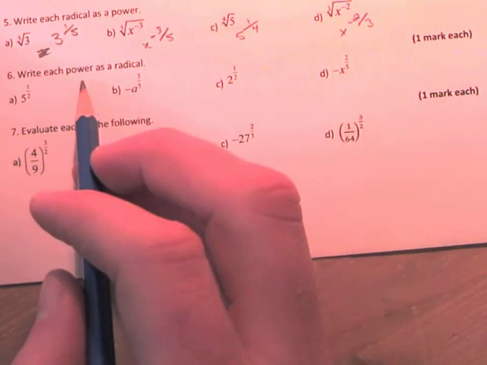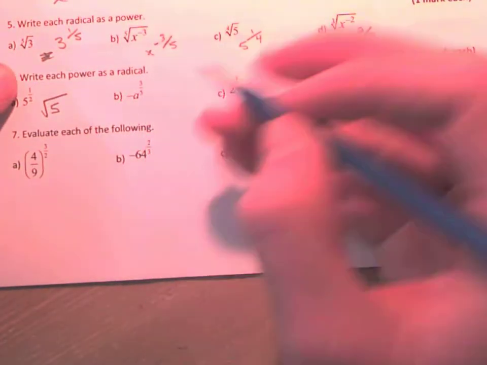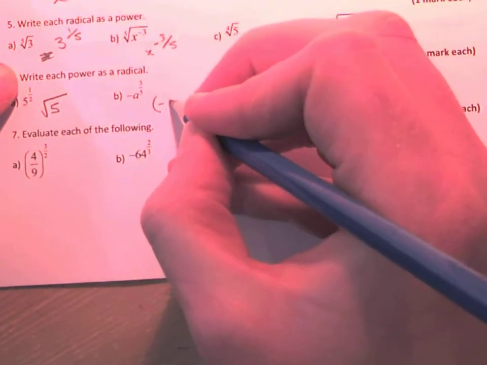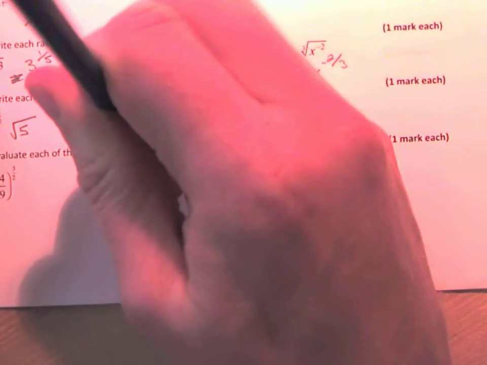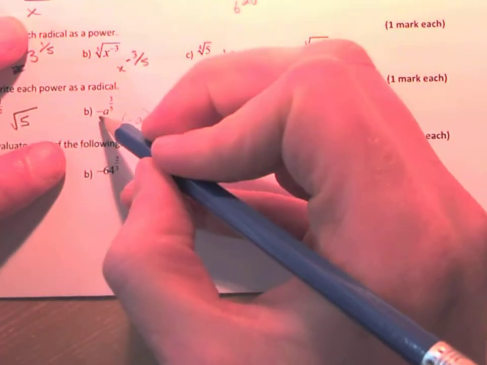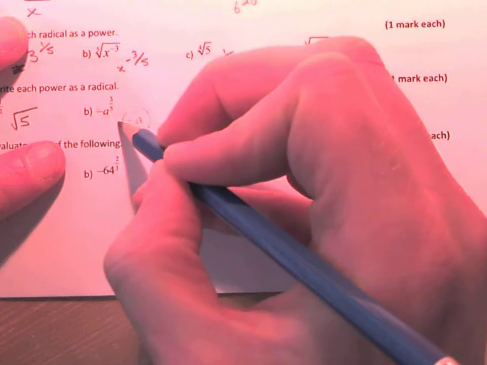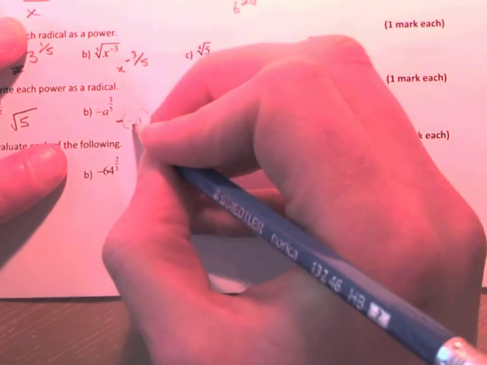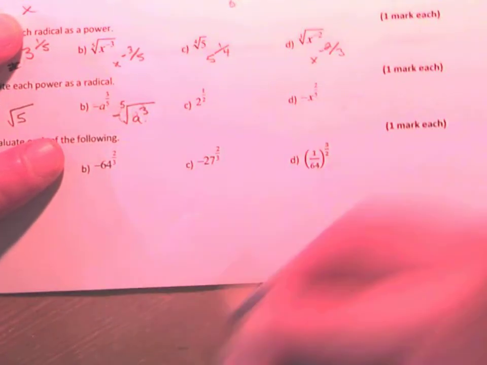Write each power as a radical. Now you're going the other way. So 5 to the half is just root 5. This one is going to be negative a. Oh, not in brackets. So here they don't have it in brackets, so it's saying only the a is 3 to the power 5. The minus is not, so it's going to be minus, and then fifth root a cubed, like so.